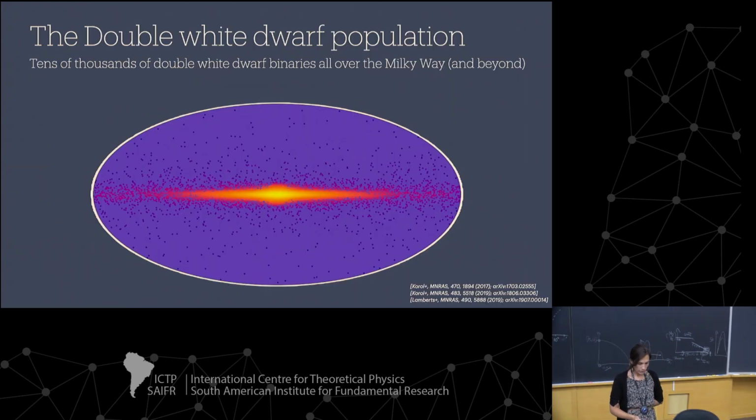Indeed, the mission can detect tens of thousands of double white dwarf binaries all over the Milky Way, and this is the distribution all over the Milky Way. And I'm saying beyond because we can observe also in other satellite galaxies, such as the Magellanic Clouds and also Andromeda.